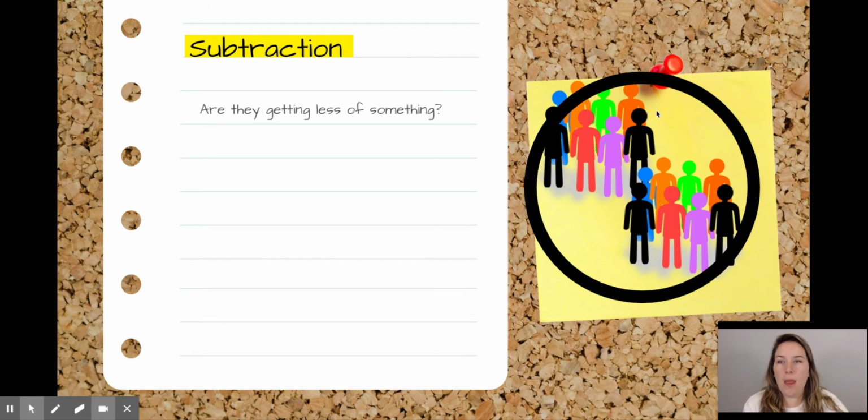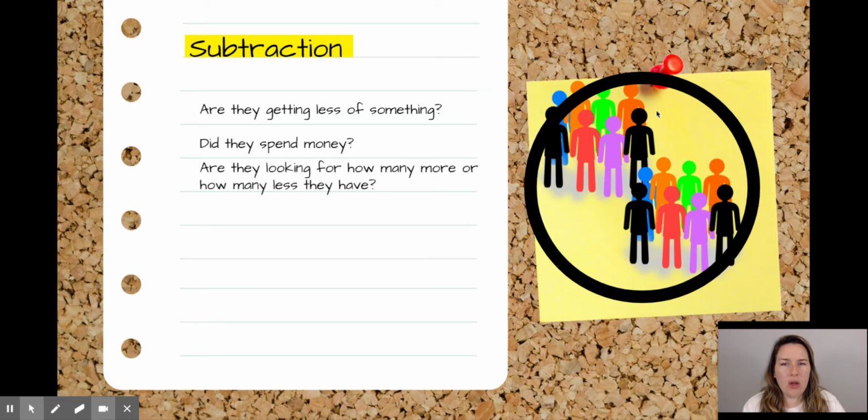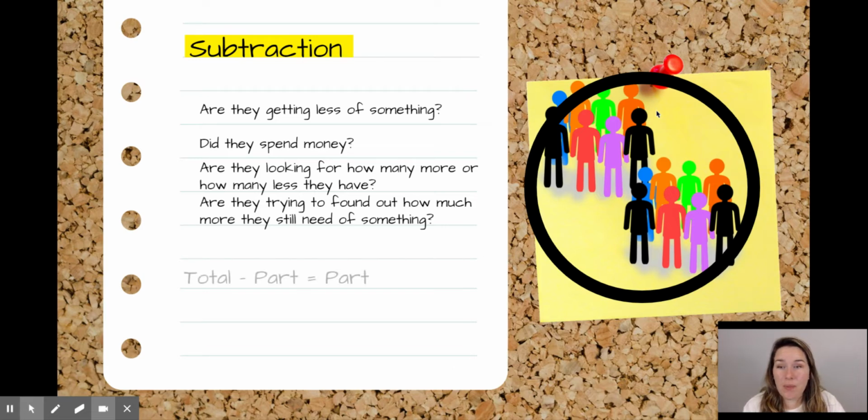Subtraction problems. You could ask, are they getting less of something? Did they spend money? Are they looking for how many more or how many less they have? That would be a comparison problem where you're finding the difference. Are they trying to find out how much more they still need of something? In a subtraction problem, you start with the total, then you take one part away, and then you try to find what the part left over is.